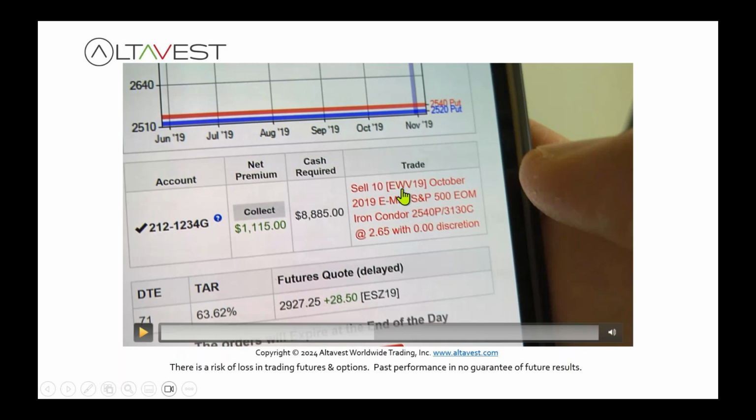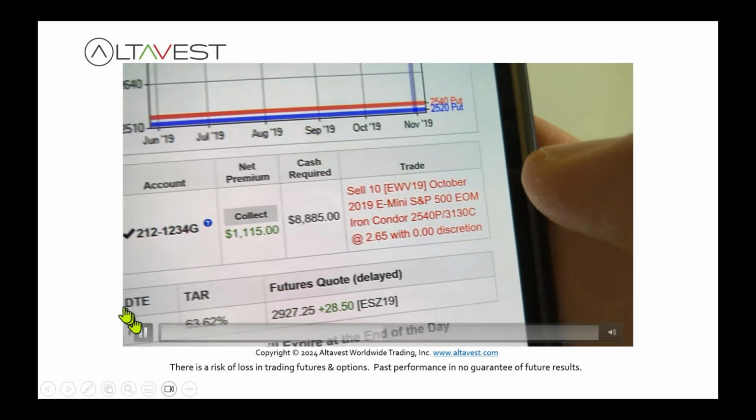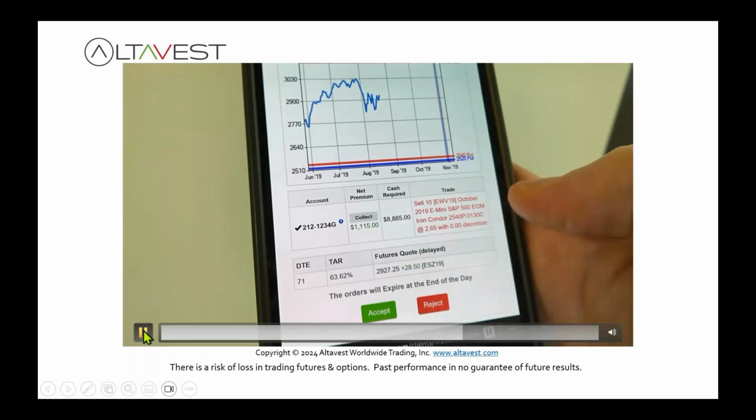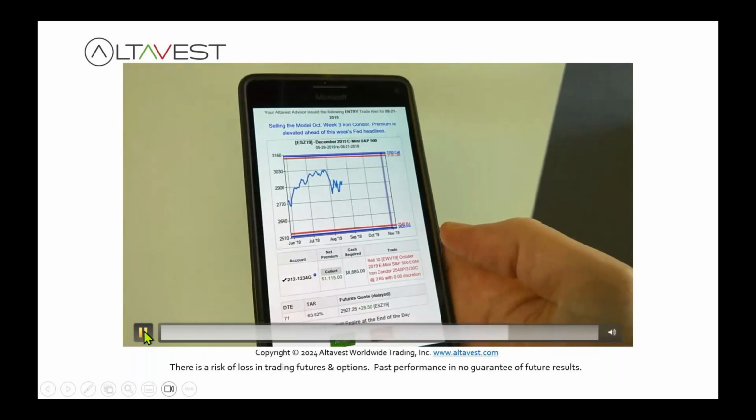You're not going to receive alerts if you already have the same or similar trade. You can see here the days till expiration, targeted annualized return. And if you like what you see and you want to place the trade, you simply touch accept, and that's it. And then we handle the rest.